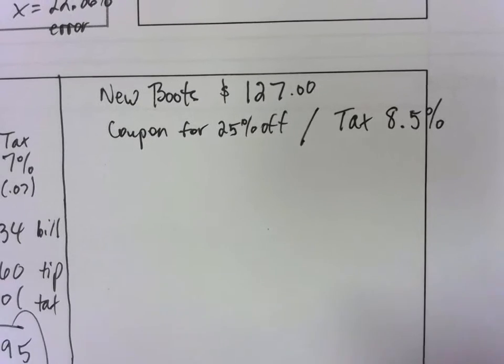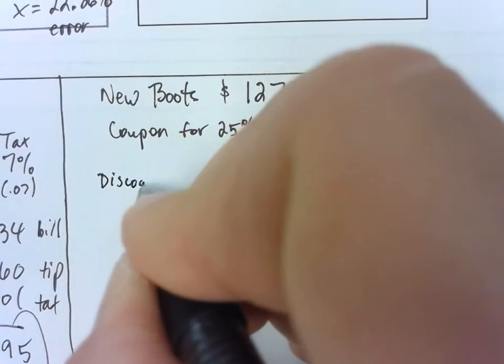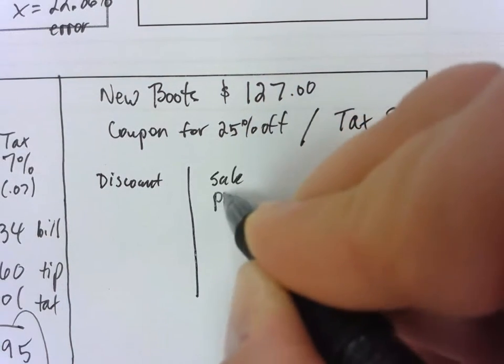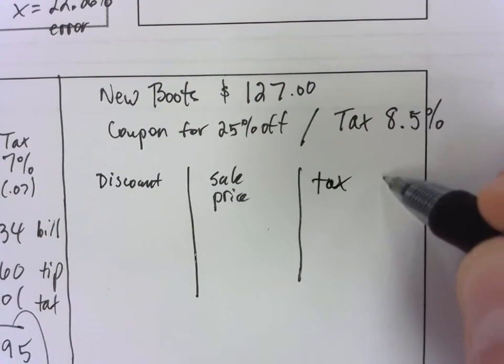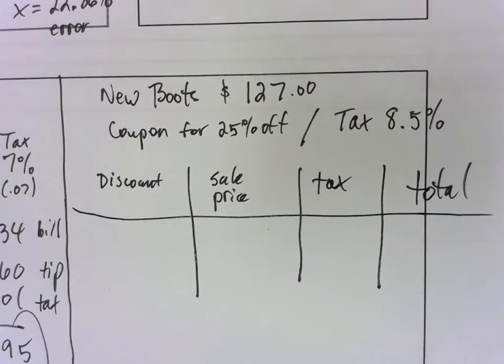Now, the way I've taught this before is we've had the 4-column system. We had the discount, we had the sale price, we got the tax, and then we came over here and got the total. So we might have to run off the page a little bit on this one. All right, so let's go.